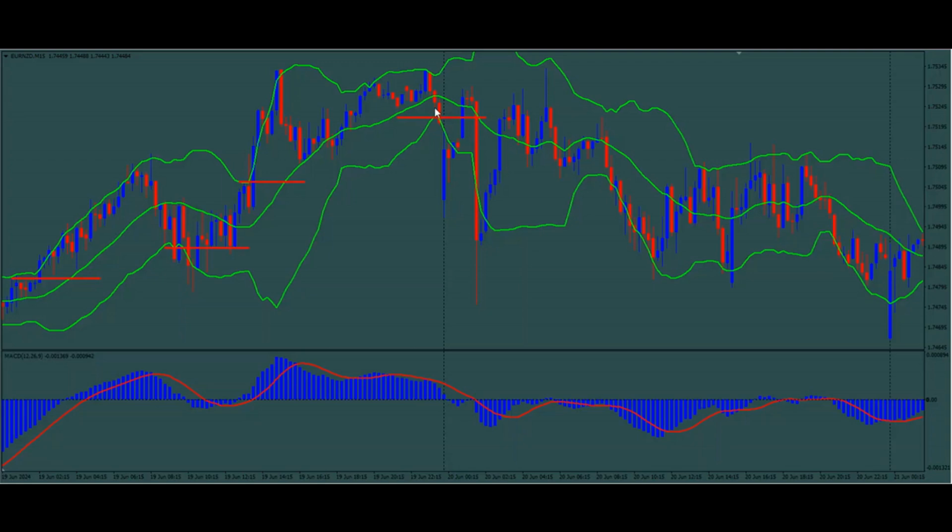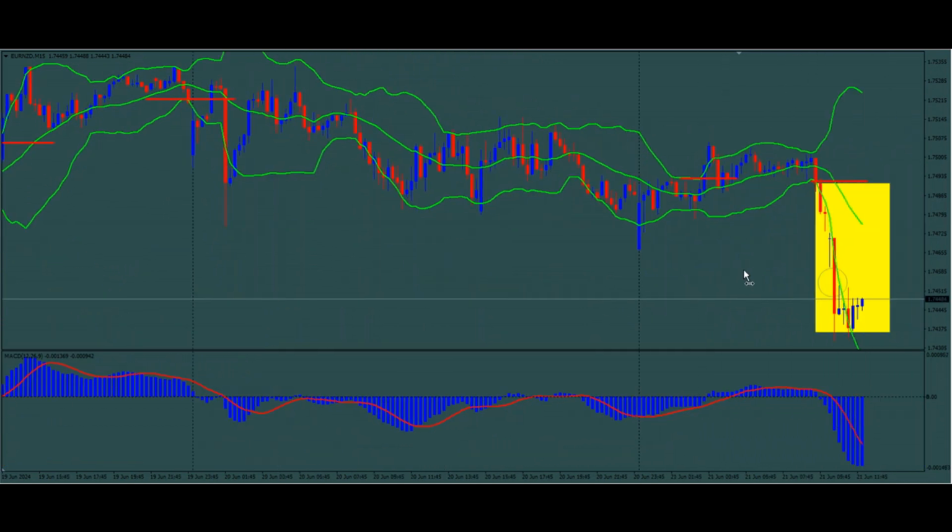So here we have a contraction in the Bollinger Band again, and we place our horizontal line and price breaks below. And if you look down here, you see that the histogram is below the signal line of the MACD. This is a sell trade, and we use the upper Bollinger Band to trail our stop. Here we make some money as well.